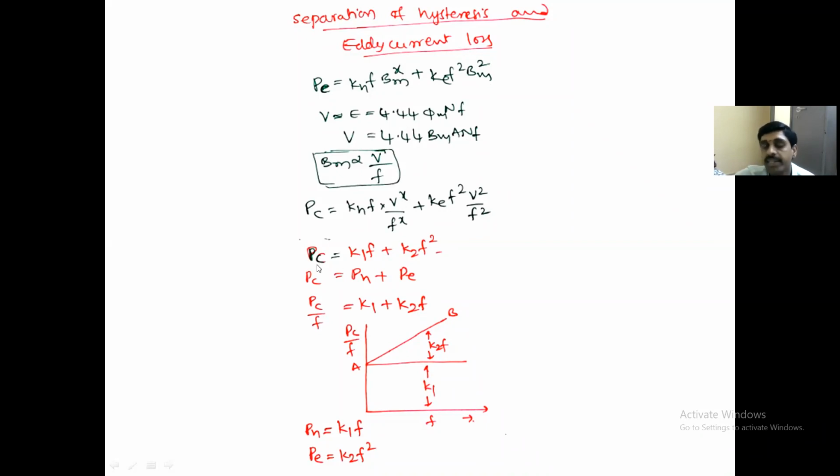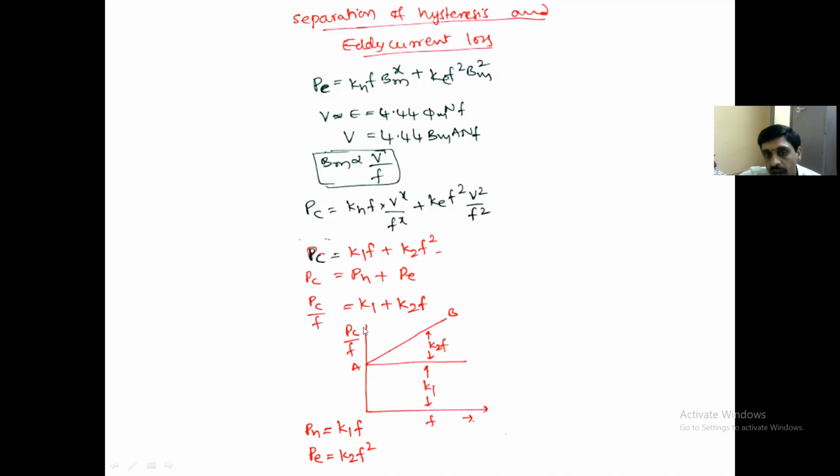Then we can write the core loss equal to some constant into F plus some constant into F square. The voltage applied is constant. So this is the way the core loss can be. This is PH, this is PE. So if F is taken here, PC by F is equal to some constant plus K2 into F.